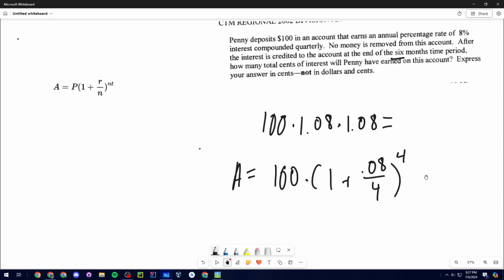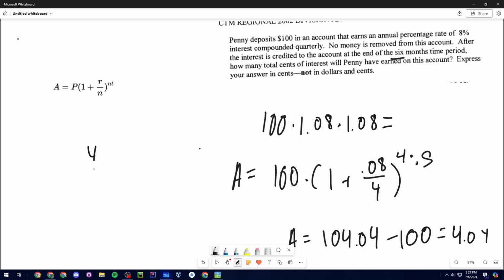No, because 4 is a year, so this would be 0.5. All right. Now plugging that in. All right. That makes more sense of an answer. That gives you A is equal to 104.04. And then minus 100, because we're only looking for the interest, that's just 4.04. So your answer is just 404 cents.